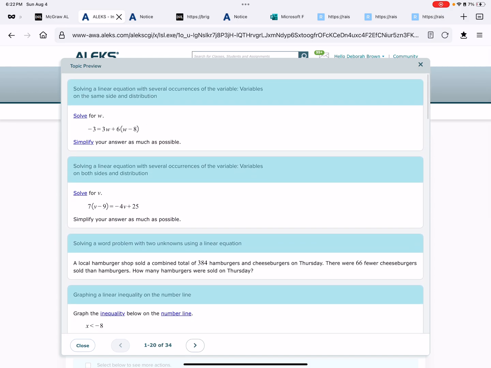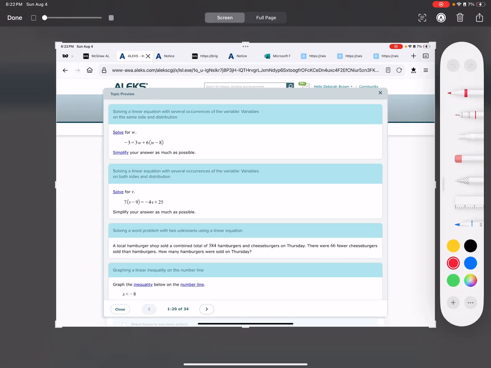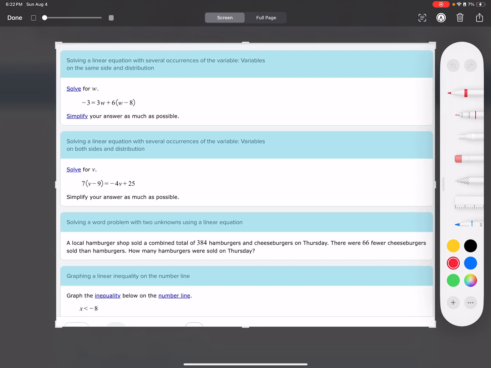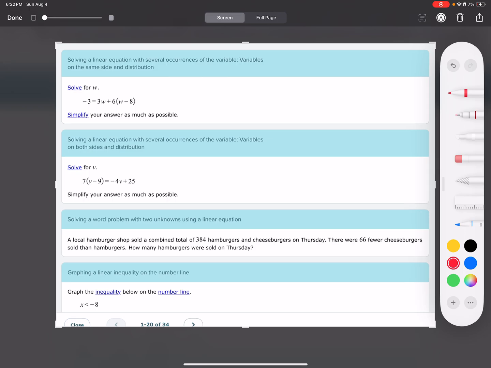There are 34 topics to ALEKS, and I have all of the samples here, and I'm going to walk you through each one. So the first one, let's take a look at this one here. Solving a linear equation with several occurrences of the variable on the same side.